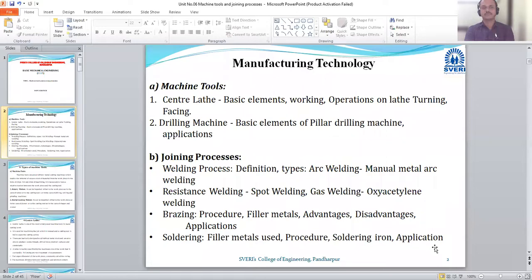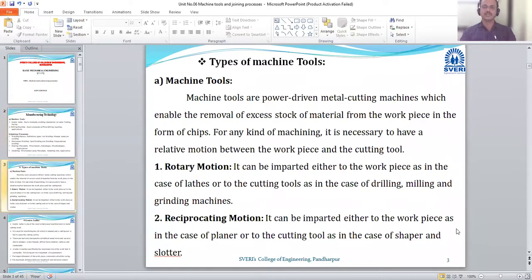Done sir. Okay, we will proceed then. So the types of lathe machine, sorry, types of the machine tools. So what are the machine tools actually? So the machine tools are power driven metal cutting machines, which enable the removal of excess stock of material from the workpiece in the form of chip.